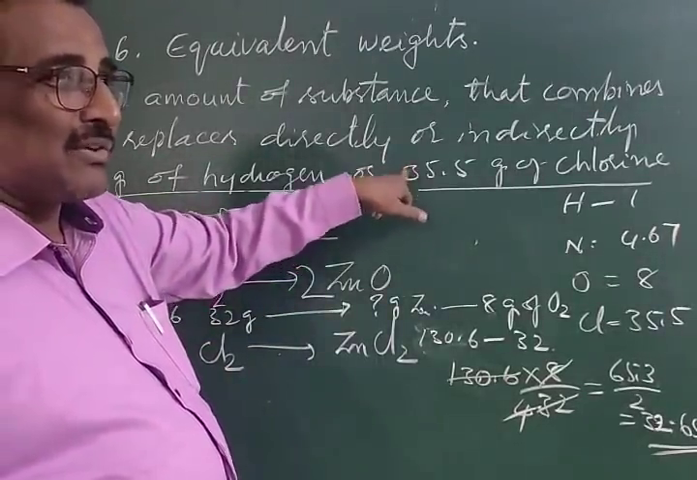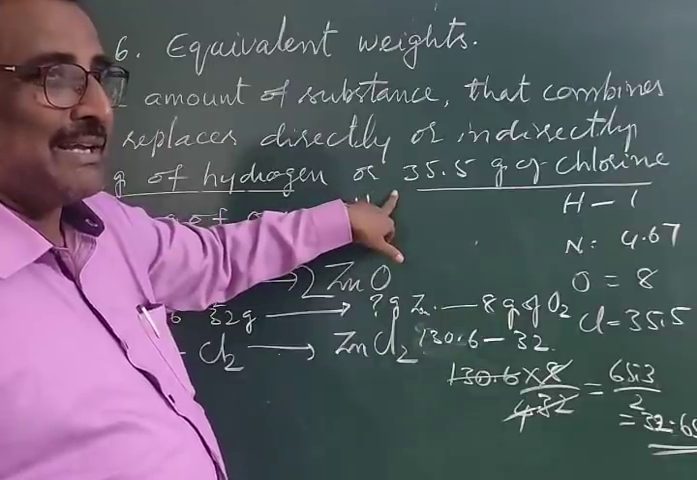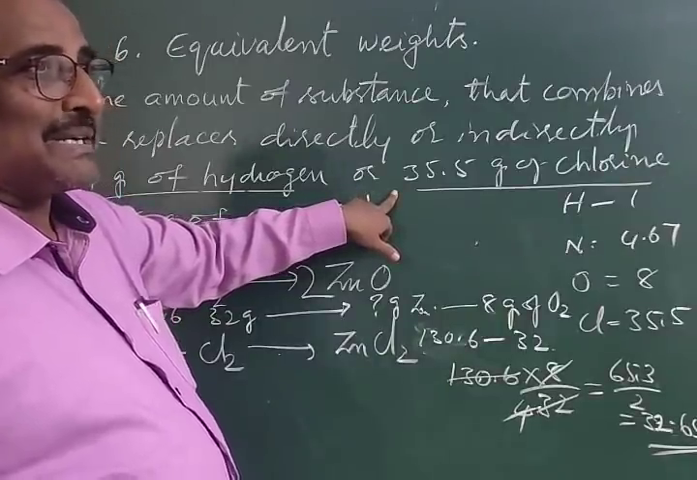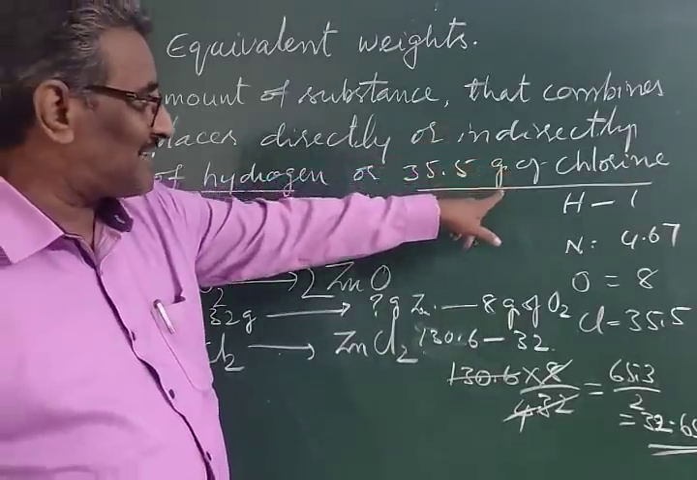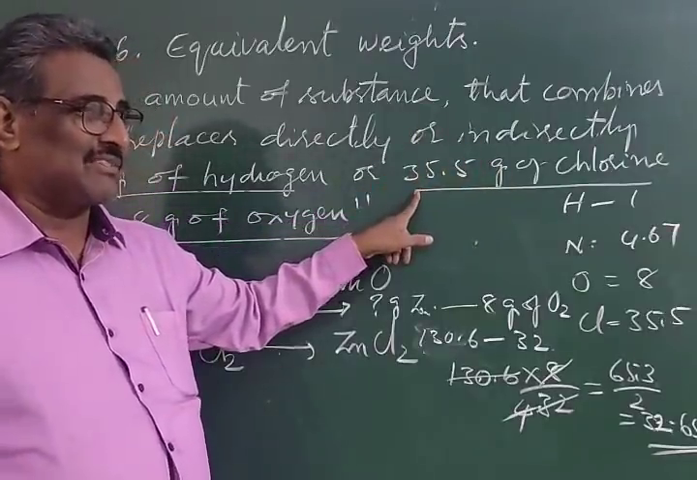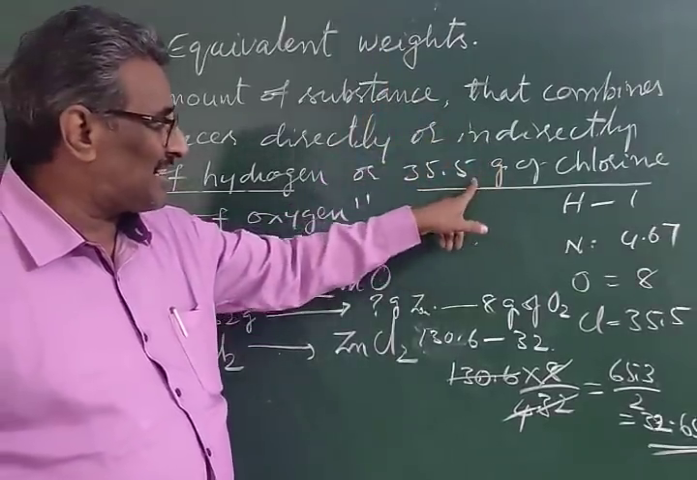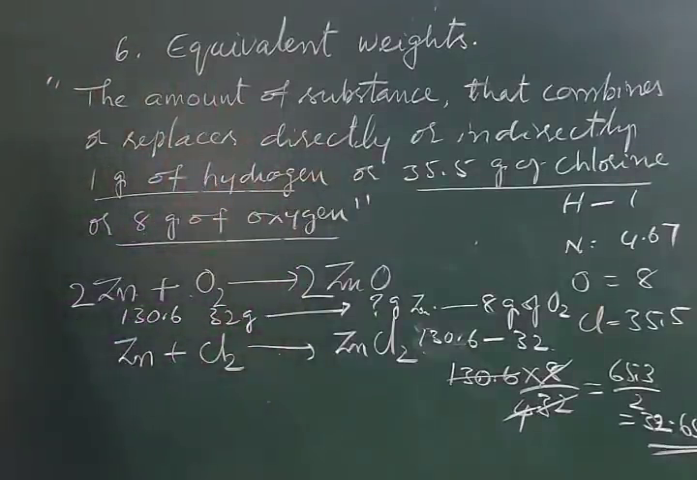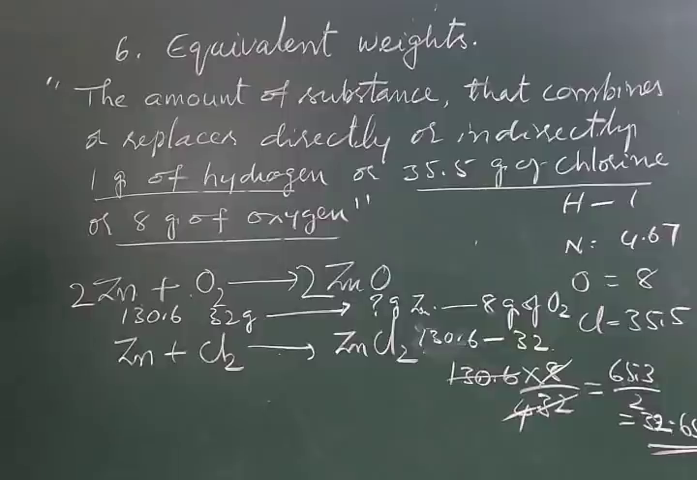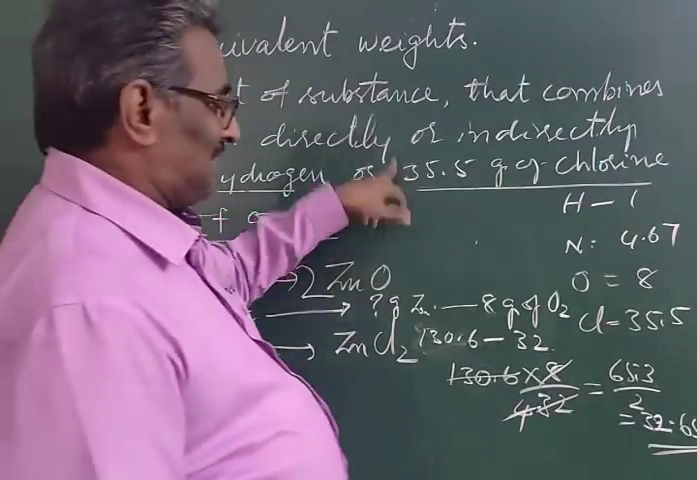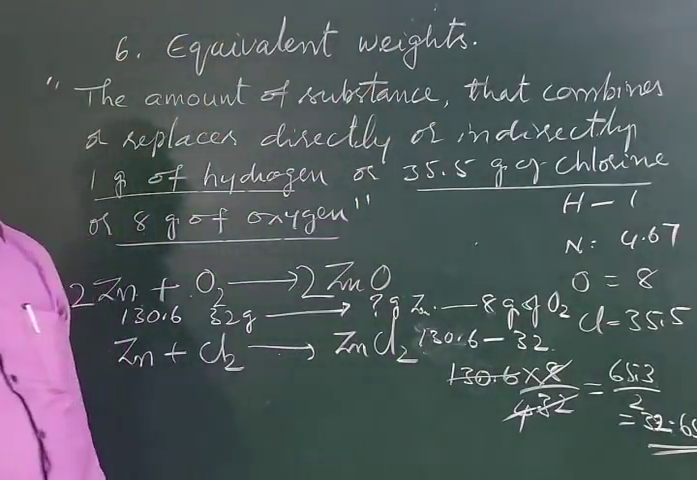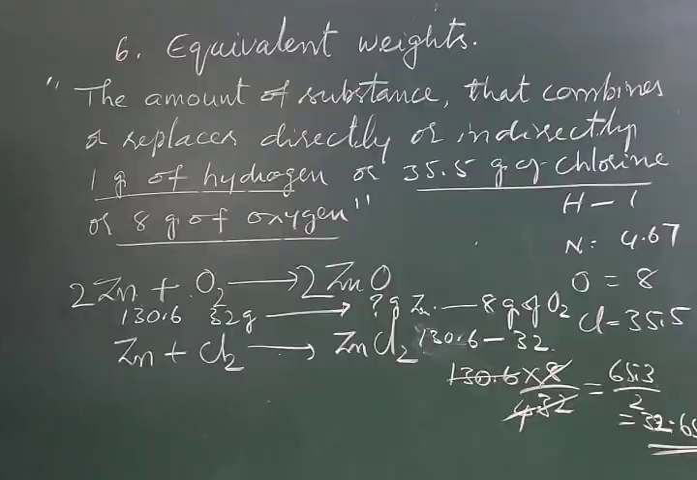It's not 8 or 1 for all. It depends upon the element which is to be compared. In the case of hydrogen, equivalent is equal to 1. In the case of chlorine, equivalent is equal to 35.5. And in the case of oxygen, we need to compare with 8 grams of oxygen, as 35.5 grams of chlorine or 8 grams of oxygen are equivalent to 1 gram of hydrogen.